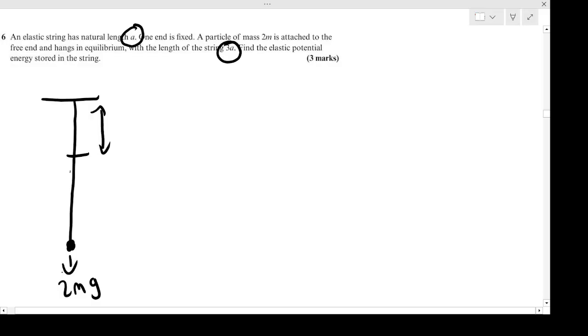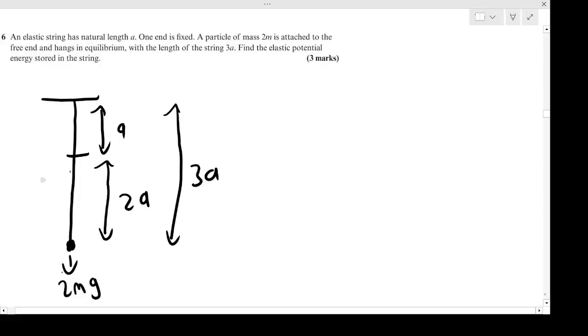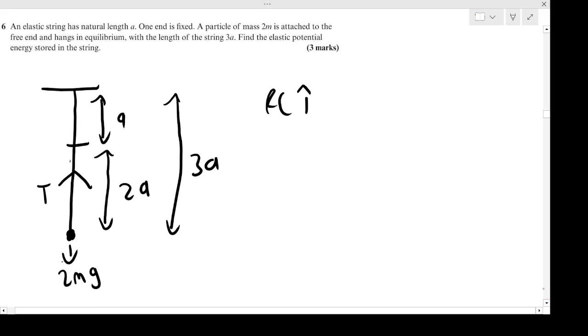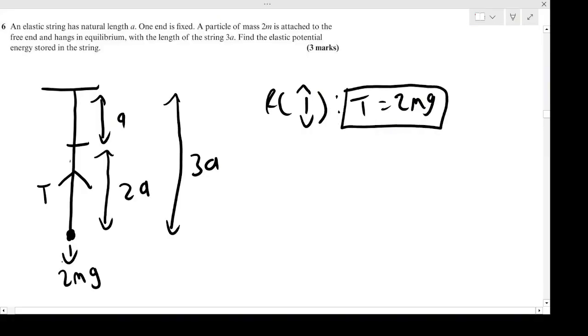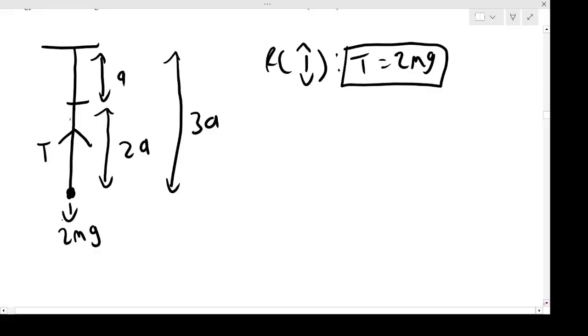So it's going to look like this. This is my natural length a. Therefore it has to be stretched by a further 2a to get a total length of 3a. So it has to be stretched, which means the force in the string, the tension, has to act upwards to oppose the stretch downwards. So that's everything labelled. Again, if I firstly resolve up and down, it's in equilibrium, so T has to equal 2mg. I'm going to leave it as that. And then I can use Hooke's law.